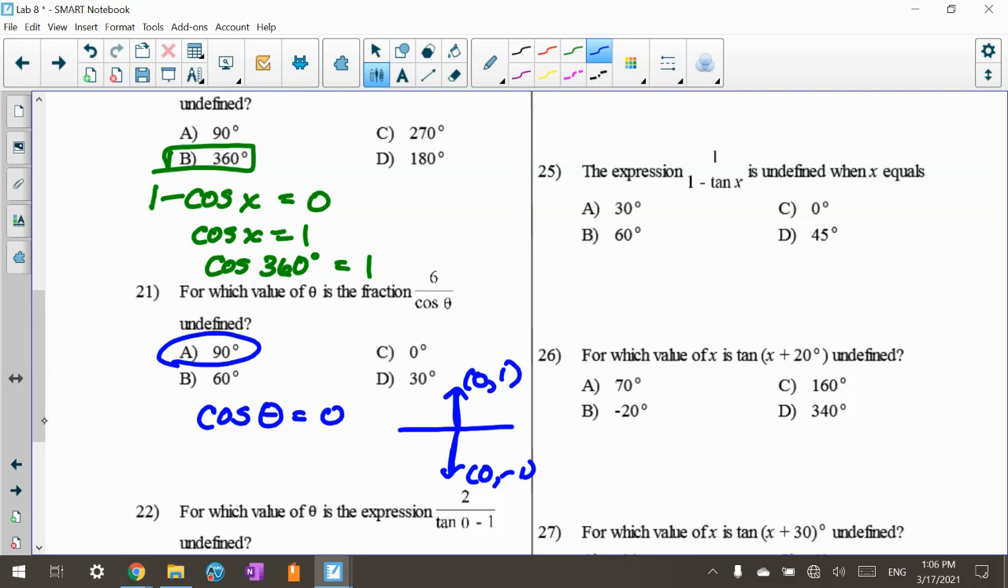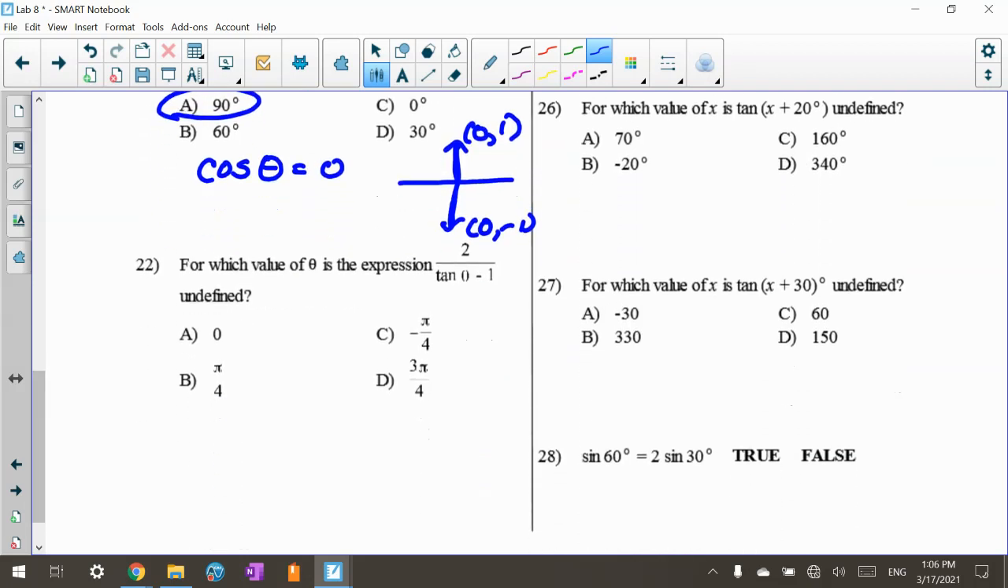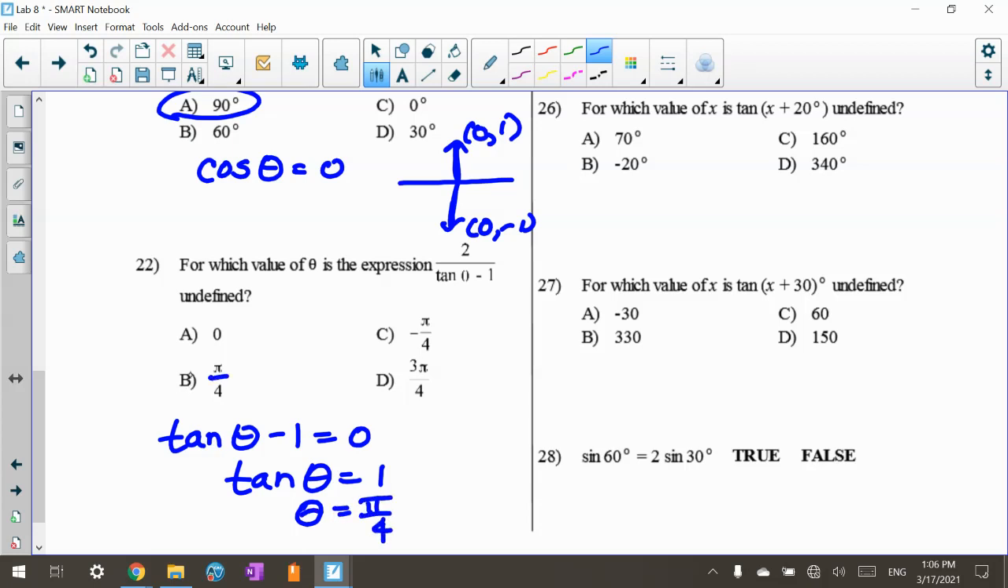Okay, let's look at 22. For which value of theta is this expression undefined? Take your denominator and put it equal to 0. So I know that tan of theta has to equal 1. If I know my table, I know the tan of pi over 4, or 45 degrees, is 1. So theta is going to be pi over 4, which is choice B.